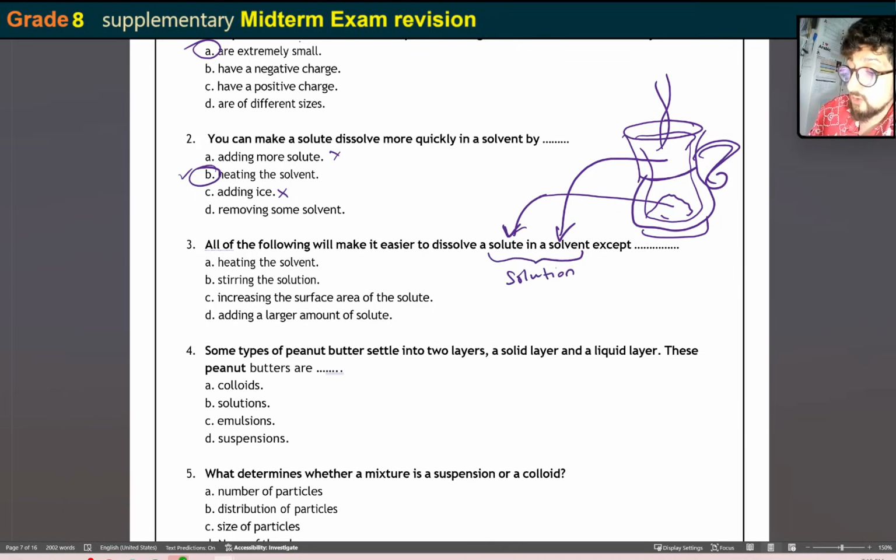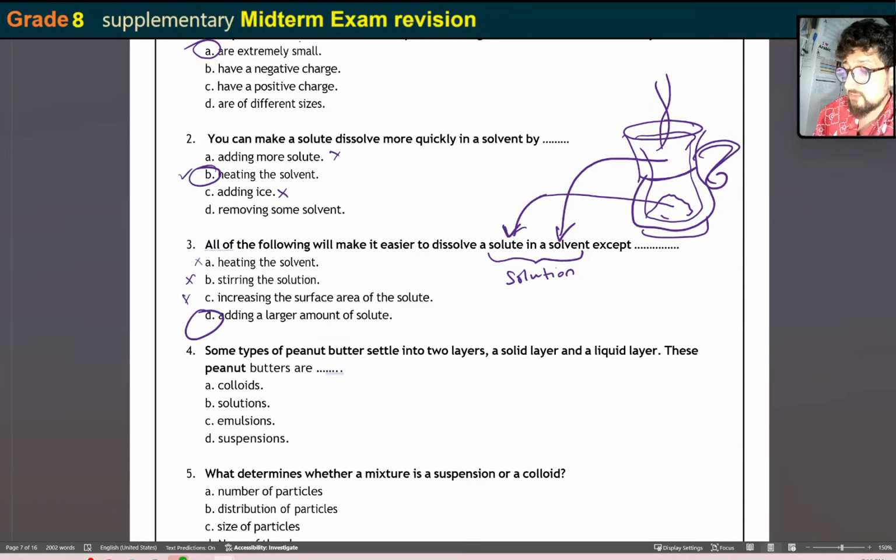So how do we make it harder for the solute to dissolve in the solvent? This makes it easier. This makes it easier. This certainly makes it easier. Increasing the surface area just means, if you have a sugar cube and you have sugar powder, the sugar powder has way more surface area than the sugar cube and will dissolve a lot faster. So adding a large amount of solute will make it slightly harder to dissolve. So that's the answer there.